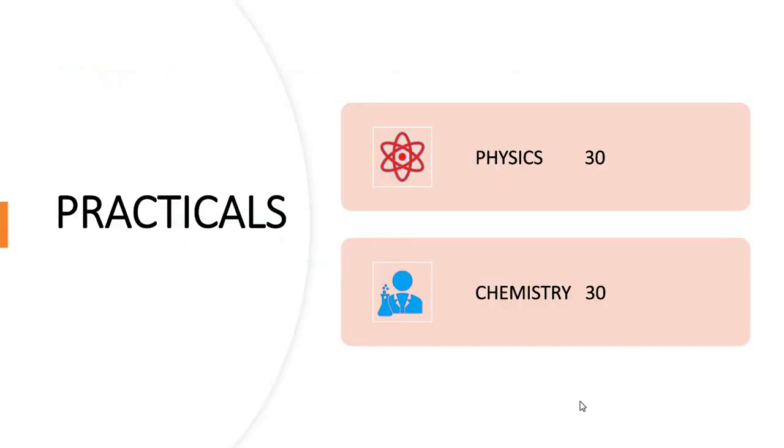Let us see the practicals for MPC students. For MPC students, there will be two practicals, for physics and chemistry. For physics, you will have 30 marks and for chemistry, you will have 30 marks.